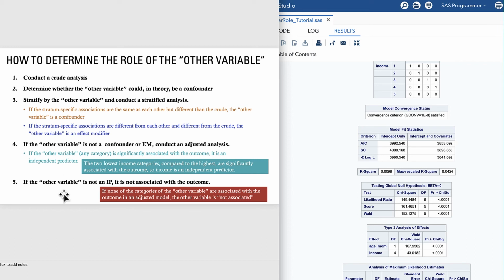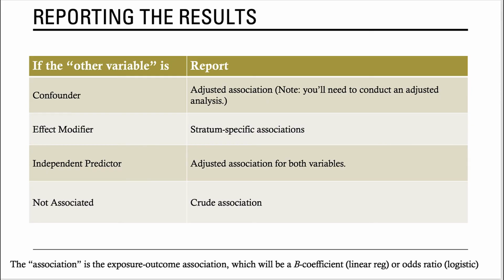If none of the categories of income, that other variable, had been associated with the outcome in the adjusted model, then we would say the other variable, income, was not associated and end our analysis at that and report accordingly. So now that you've identified the role of that other variable, let's talk about how you should report the results.